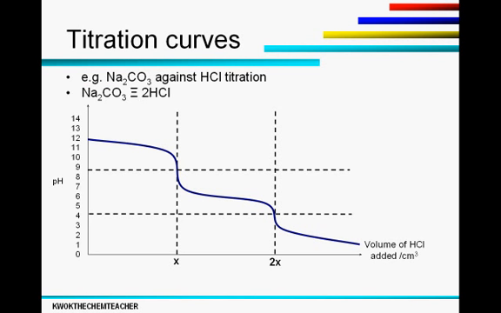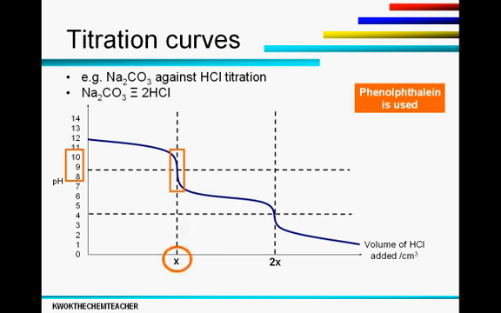We notice that sodium carbonate reacts with 2 moles of hydrochloric acid because sodium carbonate is a diacidic base while hydrochloric acid is a monobasic acid. When phenolphthalein is used, its working pH is between 8 and 10, hence it coincides with the first equivalence point of sodium carbonate. Hence, at this point, 1 mole of sodium carbonate reacts with 1 mole of HCl.